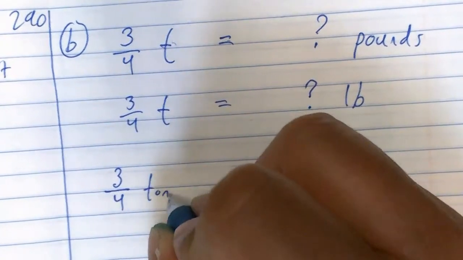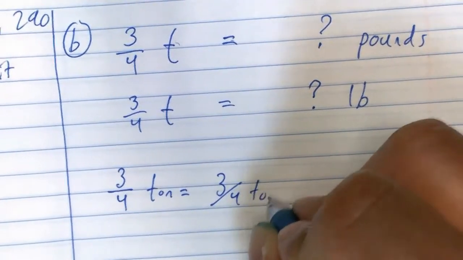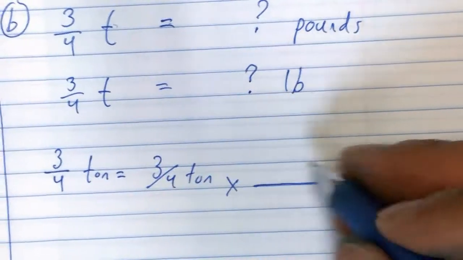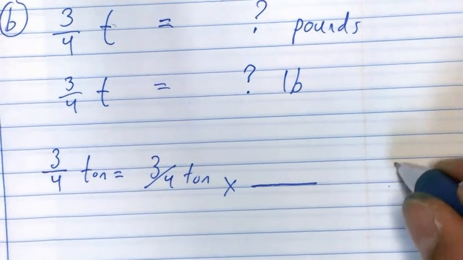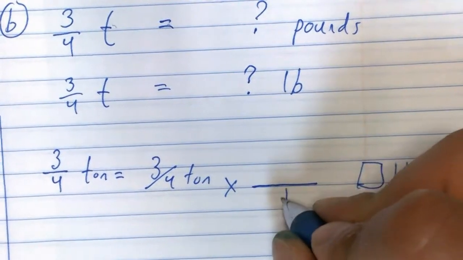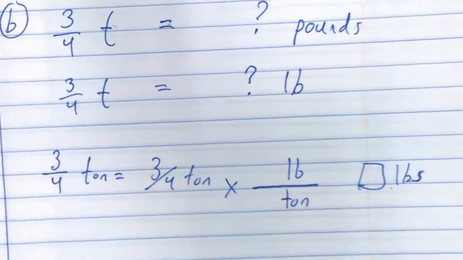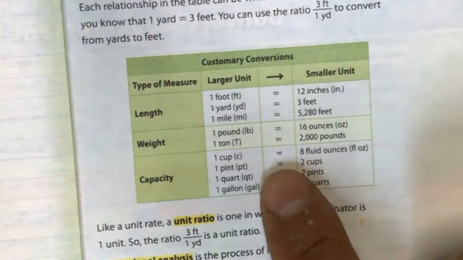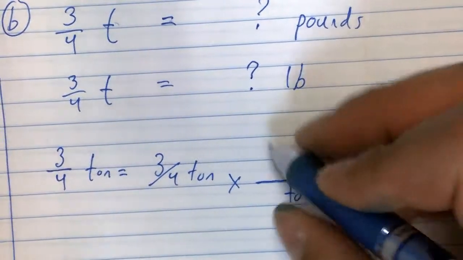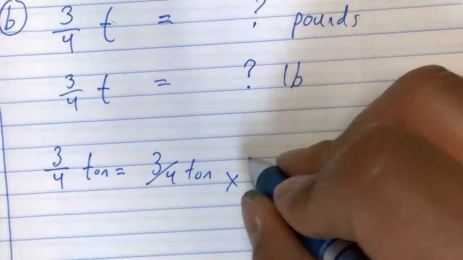3/4 tons is equal to what? It's the same as 3/4 of a ton times. Now we know I want to get rid of tons because I don't want tons anymore. I want pounds at the end. So I'm going to put the ton here, and I'm going to put the pound here, LB. Now I'm going to look at my chart. 1 ton is 2,000 pounds. Okay, all right, let's work with that. 1 ton is 2,000 pounds. Okay, 1 ton, there's my unit ratio, 2,000 pounds.